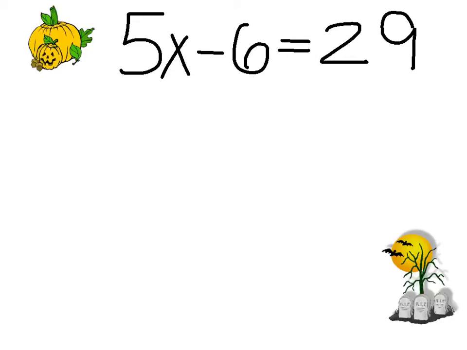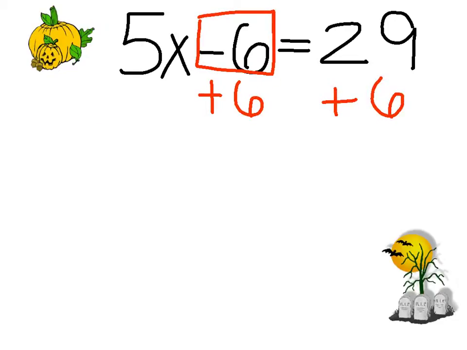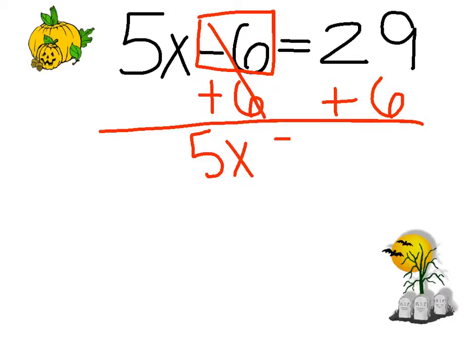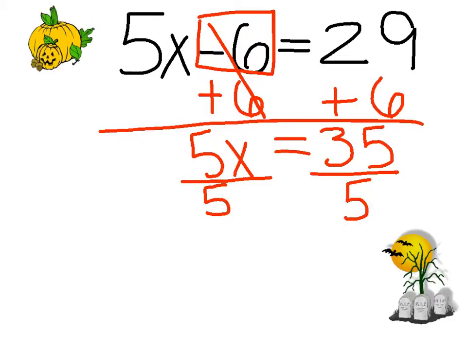Okay, for our next example, we have 5x minus 6 is equal to 29. We want our x on one side by itself, so we add 6 to both sides because we have a -6 here. When we do that, on the left side we have 5x. On the right side, 29 plus 6 is going to give us 35. We divide by our coefficient of 5. And 35 divided by 5 is going to give us 7.